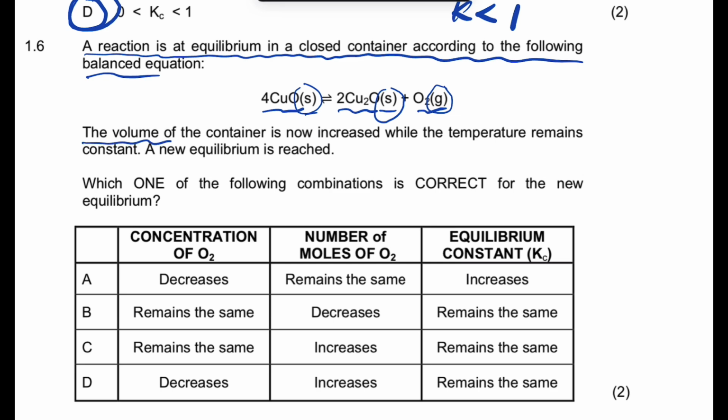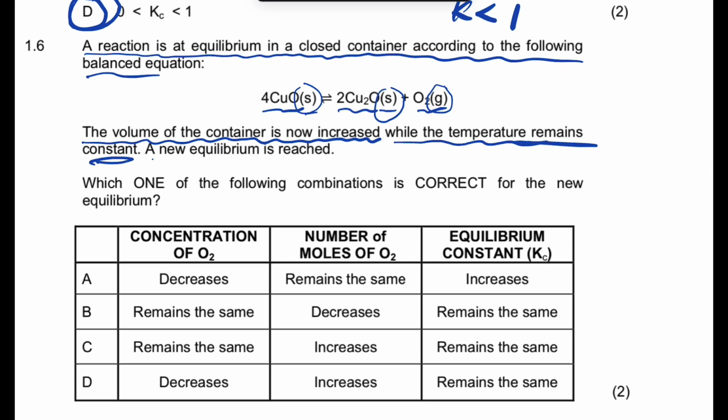Now it says the volume of the container has now increased. Very important. Now while the temperature remains what? Constant. Important information. The new equilibrium is reached. Now it says here, which one of the following combinations is correct for the new equilibrium?